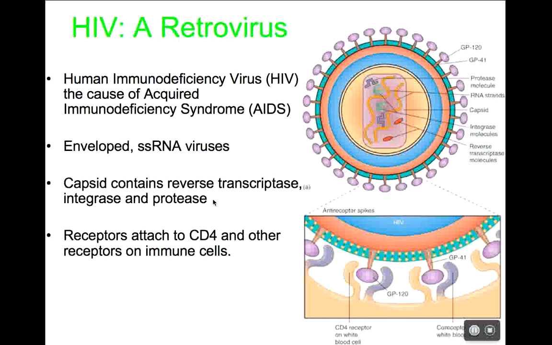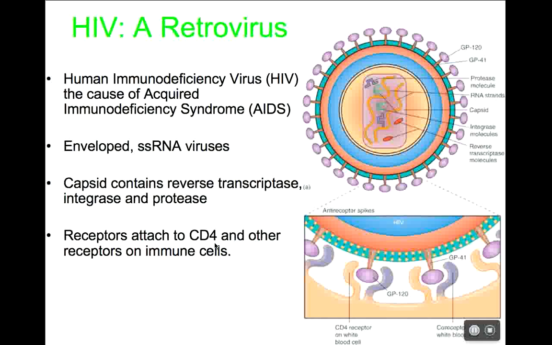The other thing about HIV here, HIV has spikes that attach. The spikes on HIV attach to CD4, right? So the receptor on host cells that HIV attaches to is CD4. What kind of cells have CD4? T helper cells. T helper cells have CD4.